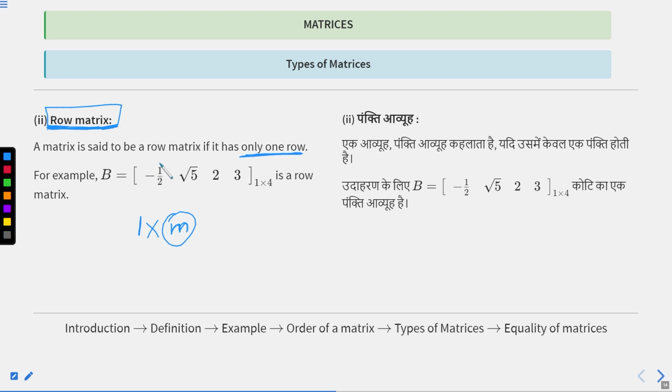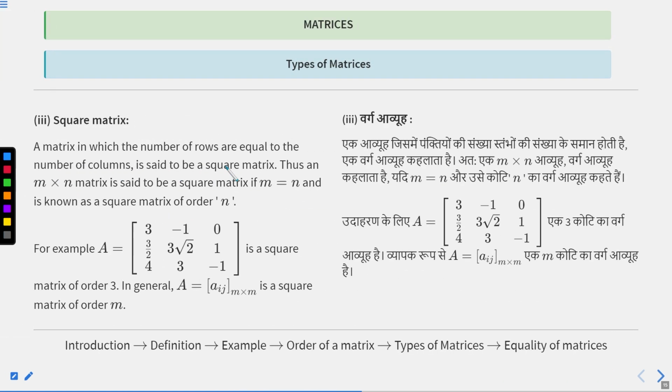So if you see like this, how many vertical lines you are having? 4. Or how many columns you are having? 4, and only one row. So this means 1 cross 4 will be your order. Okay, I hope that it is clear. So having only one row will be your row matrix. Okay, now square matrix.